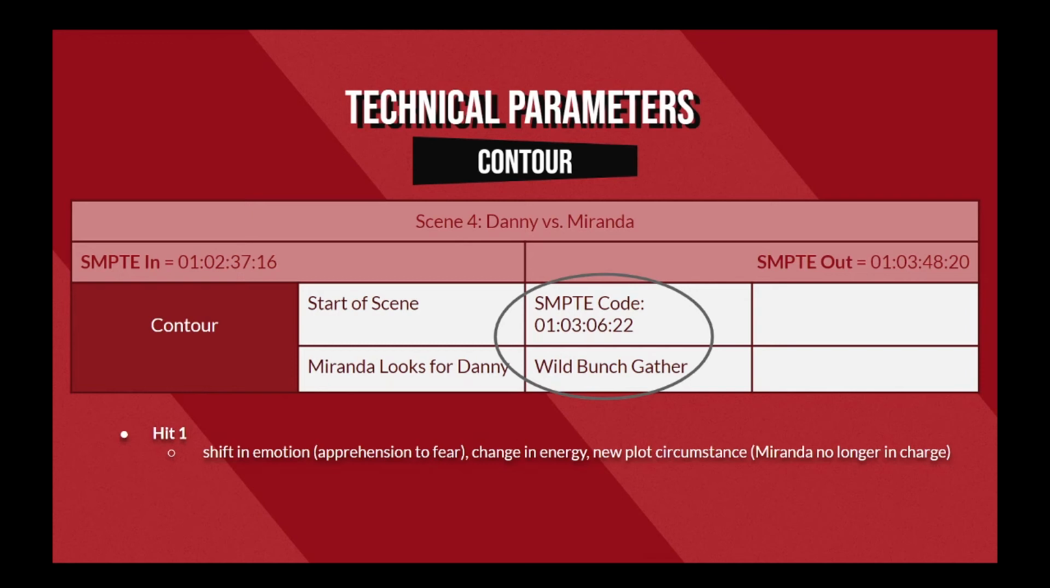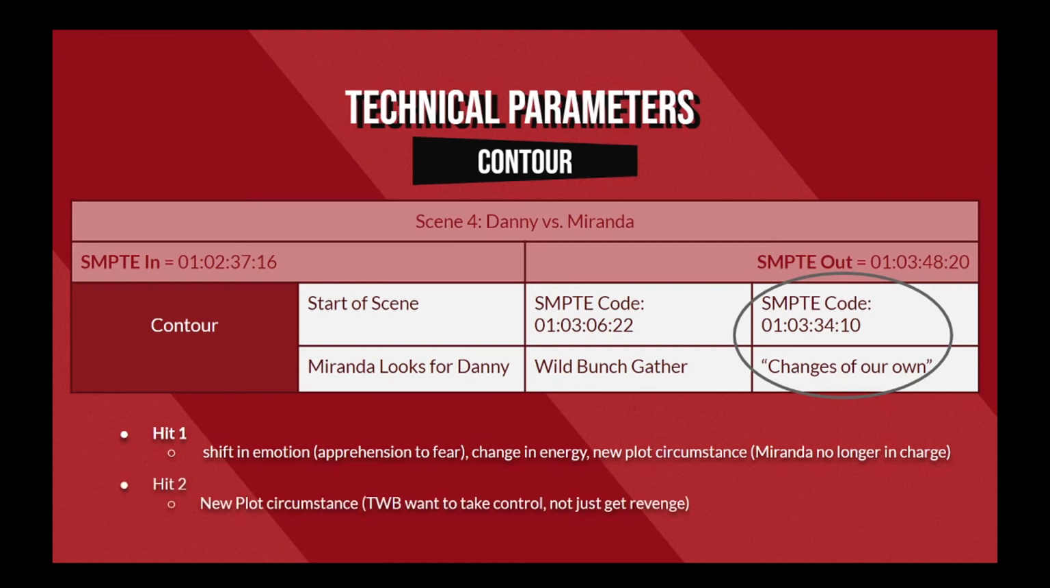The next major hit point comes around SMPTE code 01033410. This is the moment where Danny says, "It's time we make some changes of our own." This works because it helps propel the story with new information. This line confirms that the Wild Bunch aren't just attacking Miranda out of rage or out of desire for revenge, but that they have turned on her with a specific goal in mind. In a callback to scene number 2, he reveals that they are done being the pictures and want to take their own crack at being the words.